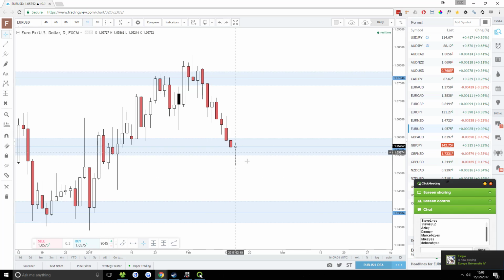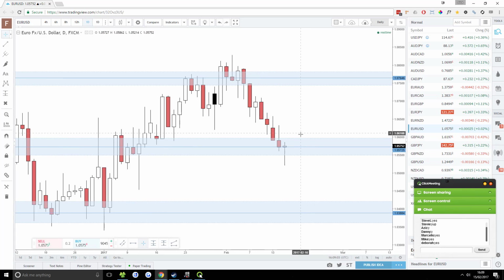Sucks, but point is, there is a potential trade forming in here. So let's keep a very close eye on this. If this candle closes like this at the end of today, I'm definitely going to want to jump into a trade.